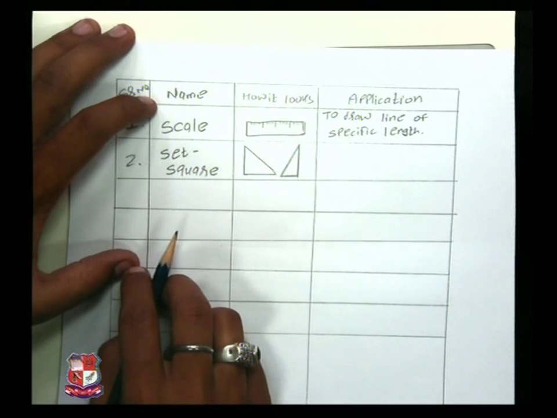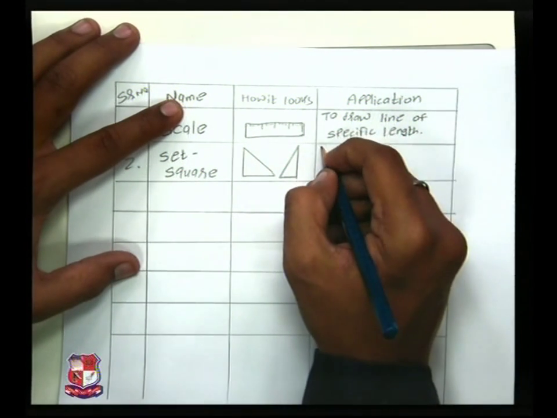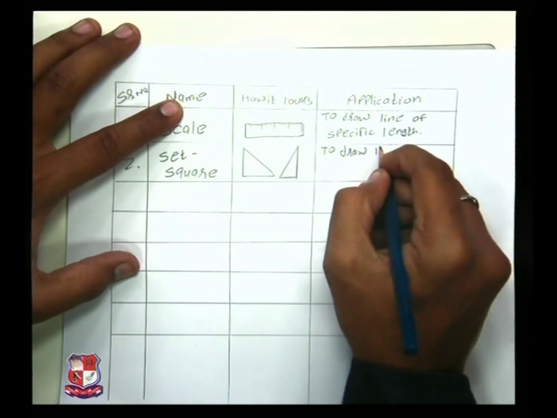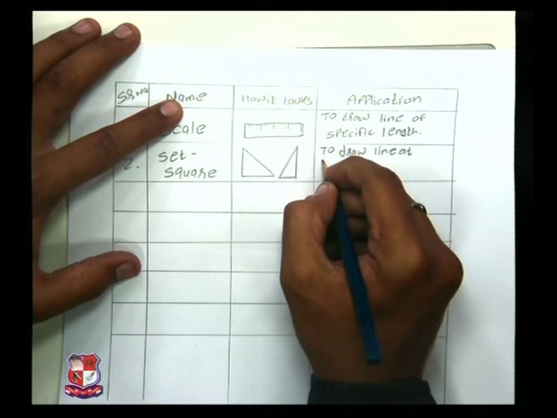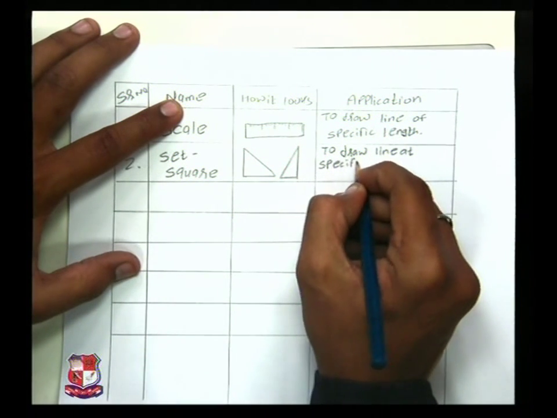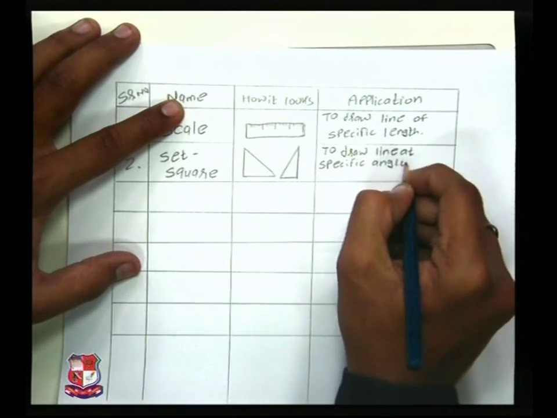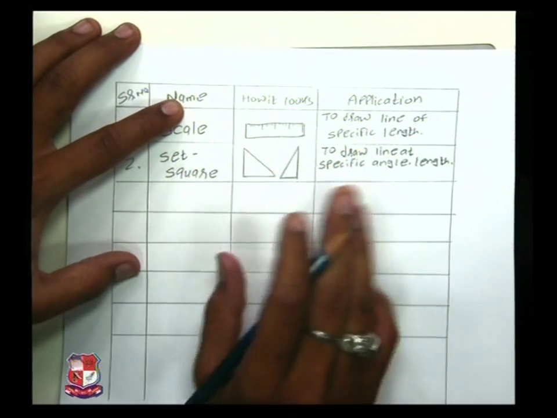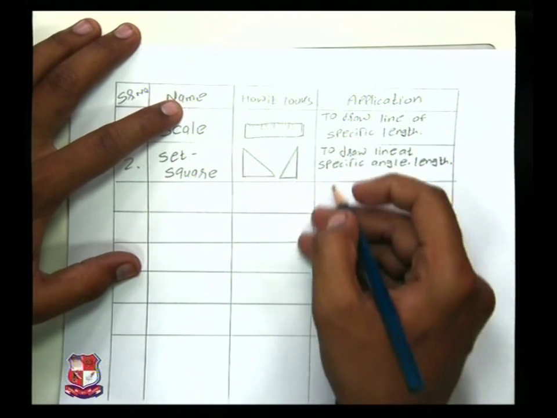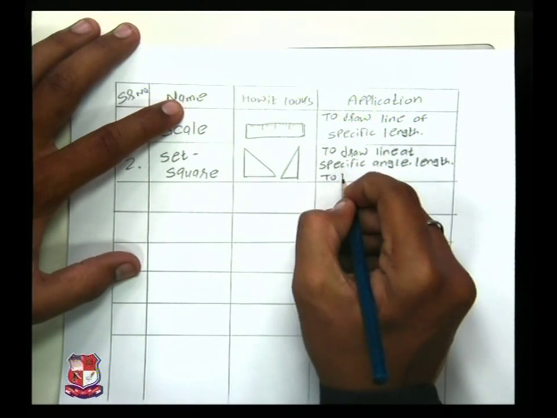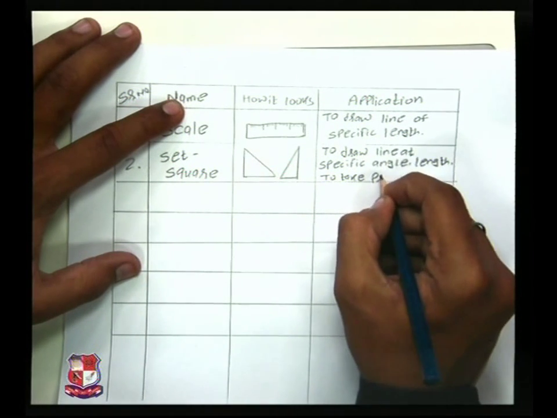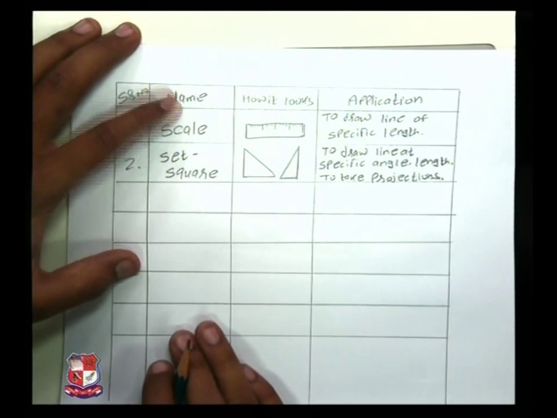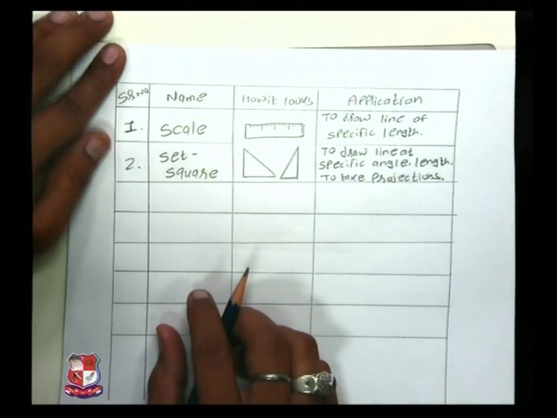Now, what is the use of the set square? To draw a line at a specific angle and length, and to take projection. We are using this set square for taking projections also. So we have mentioned that also.